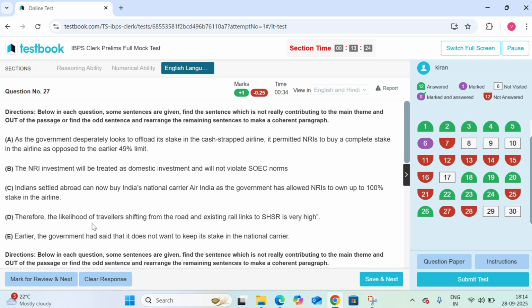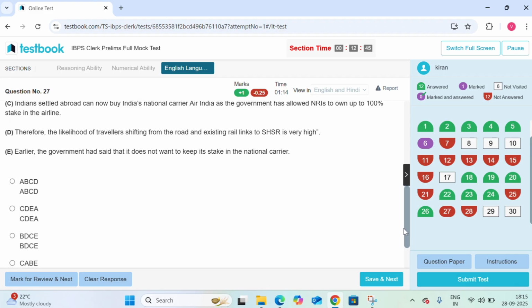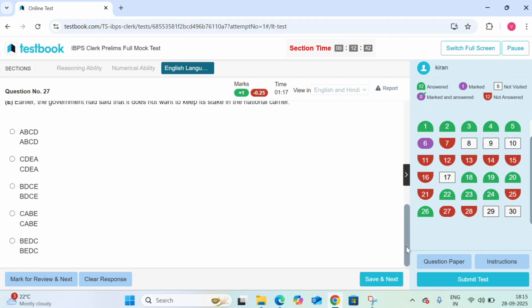Therefore, the likelihood of travel shifting from the road and existing rail links is very high. Earlier, the government had said that it does not want to keep its stake in the national carrier. It will be treated as domestic investment and will not violate the SOEC norms. As the government desperately looks to offload its stake in the cash-strapped airline, to buy stake. Okay, it allowed. Next, Indians settled abroad can now buy India's national carrier Air India. Okay, therefore the likelihood of travel shifting from road and existing rail. Road and rail, I think D. We have to remove it. So the order is CAB.